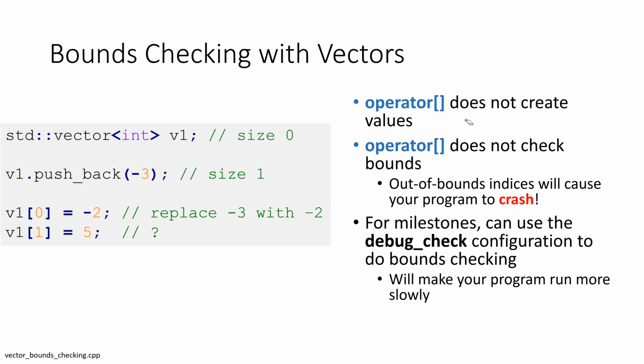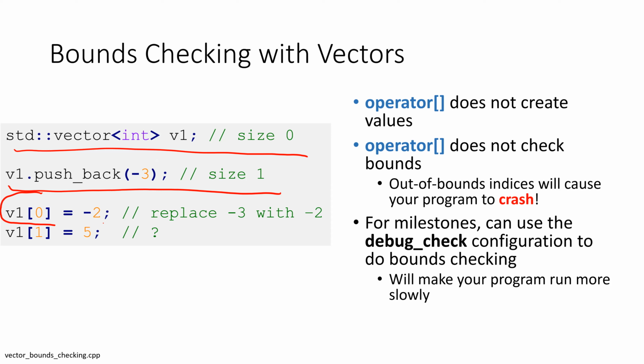You only use square bracket operator to access entries that you know exist inside the vector. For example, here I've created a vector. It'll have size 0 because it's the default constructor. I call pushback. That's going to create one entry, at subscript 0. I can basically say, change the value at index 0 to -2. That's fine because index 0 exists.